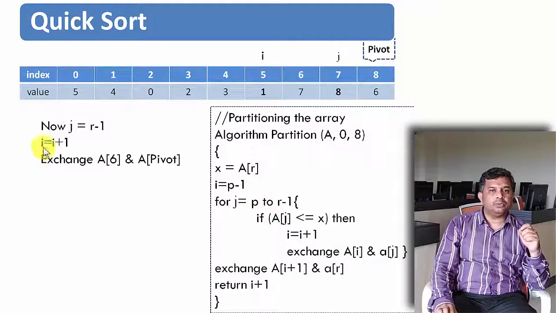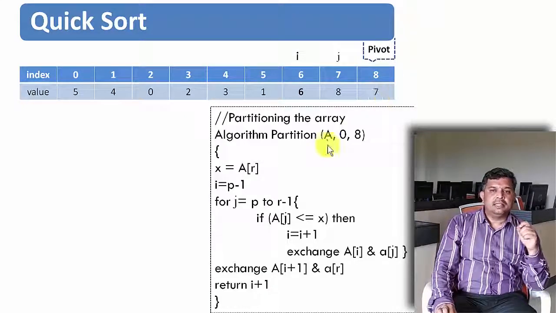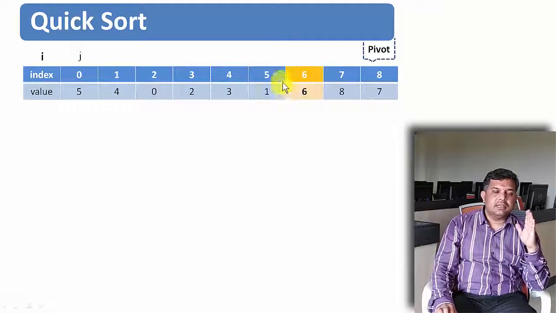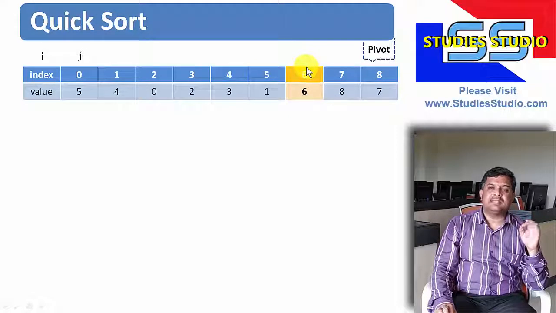So what are we going to do? We are going to increment i by 1. We are going to exchange the pivot element and the 6th element. The pivot element 6 came here and at the 8th location the value came to be 7. Now you can see this value 6 is fixed. Now you can see at location 6 the value is 6.